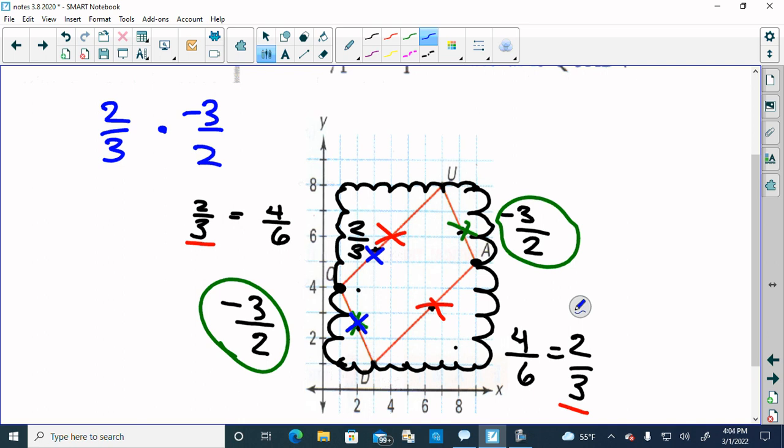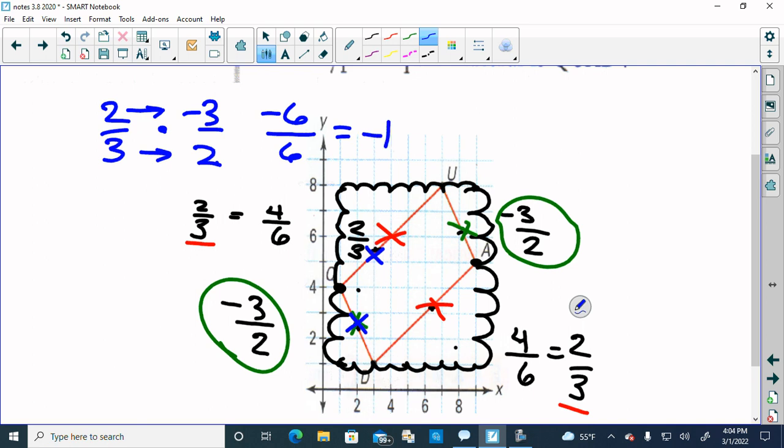If you don't cross cancel and simplify, you could just go straight across and reduce. It's totally up to you. So 2 times negative 3 gives me a negative 6, and 3 times 2 gives me a positive 6. If you reduce that, it equals a negative 1.